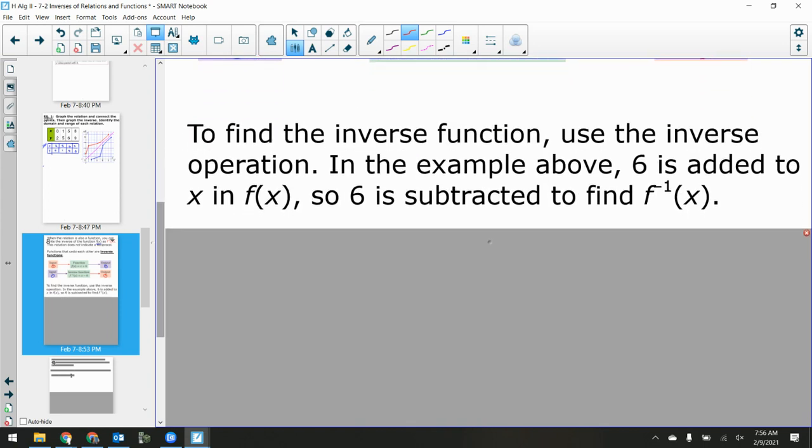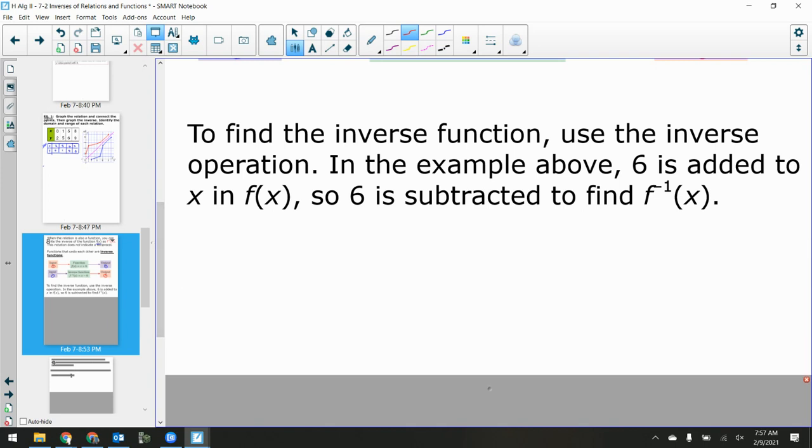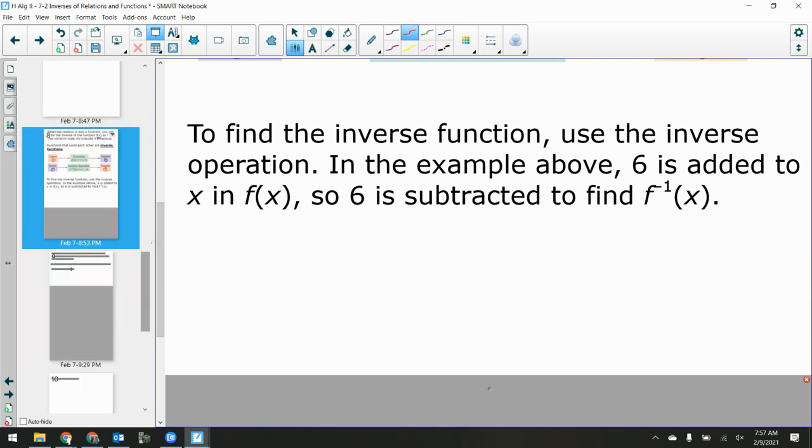To find the inverse function, you use the inverse operations. In this example above, 6 is added to x in f of x, so 6 is subtracted in f inverse of x. Very simple, right? Now, how do we do that when it's a little bit more complicated?